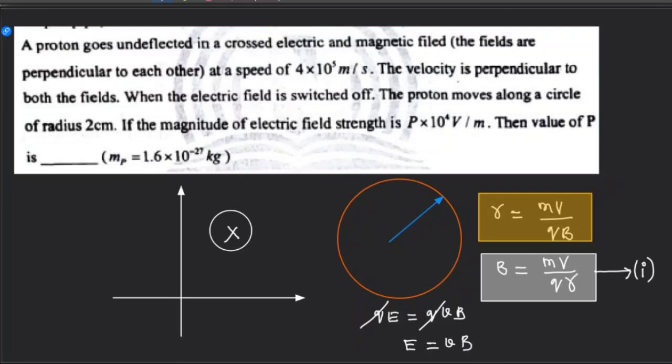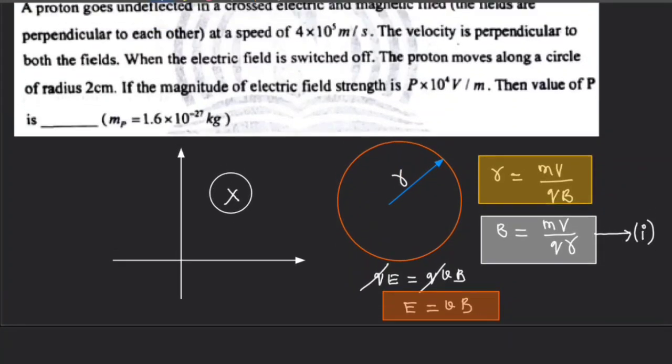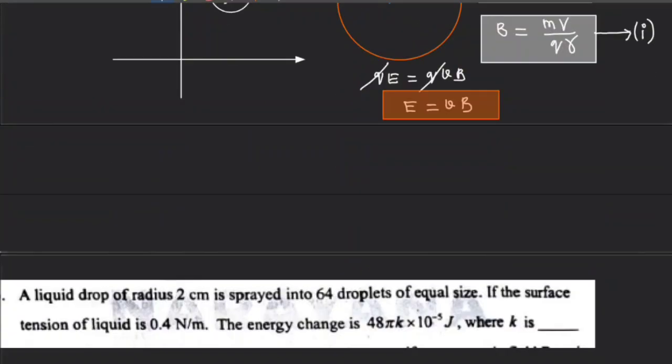Repeating, since it is undeflected, qE should be equal to qvB. The force due to the electric field must be equal to the force due to the magnetic field. Therefore you can get that answer. Easy one, guys. Please do that calculation part. Next one is this one.